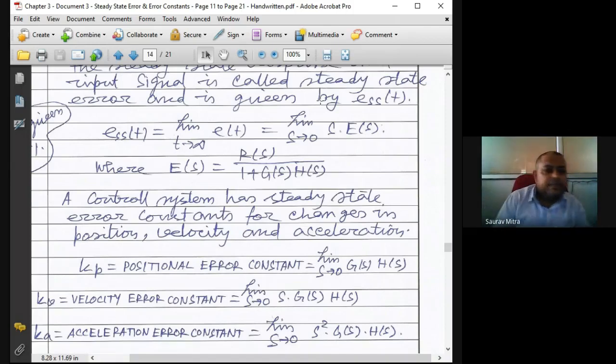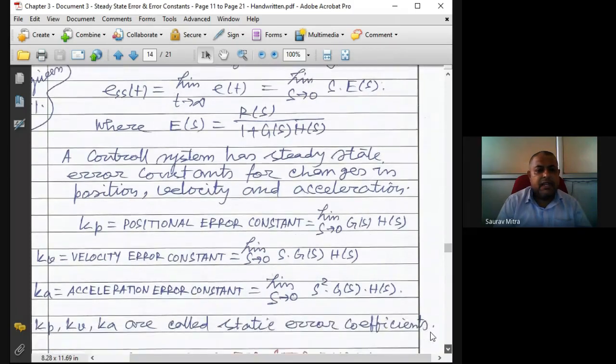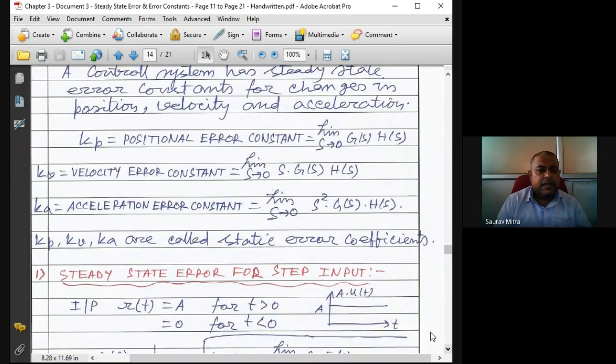So whenever there is a system, there is a closed loop system given by G(s) divided by 1 plus G(s)H(s), and this E(s) is the error signal. The error signal is given by R(s) divided by 1 plus G(s)H(s). So the same formula we have seen previously. Let us find out the main thing.